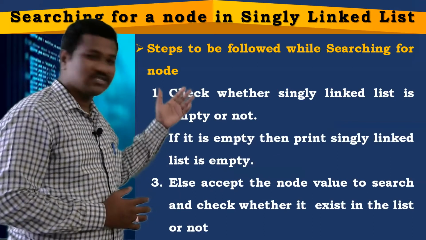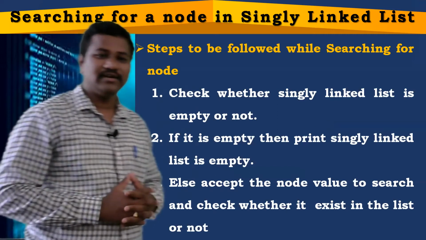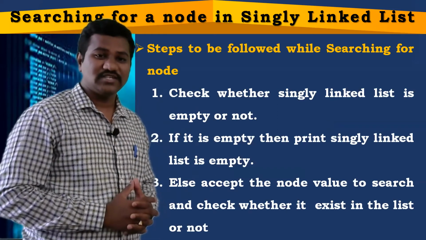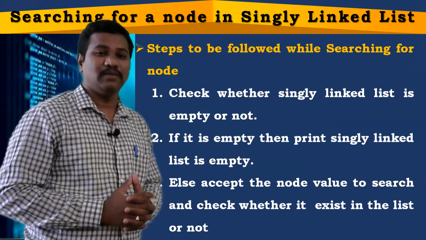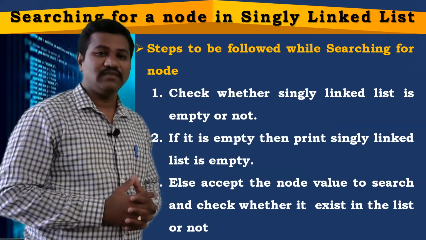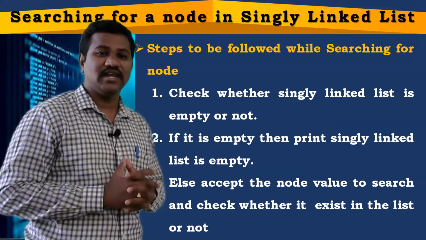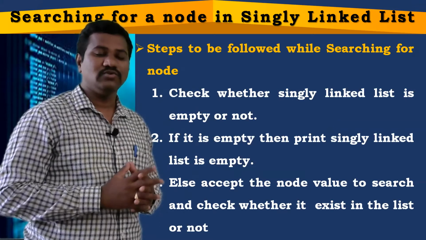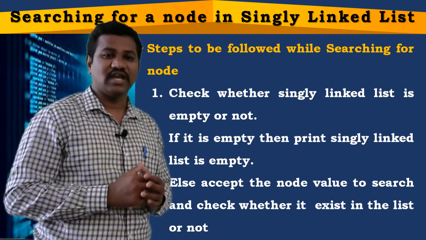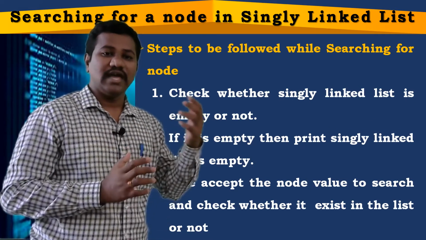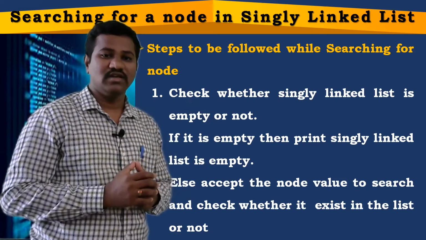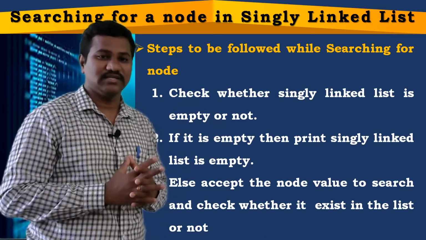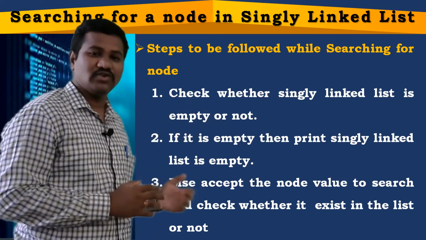These are the three steps that we need to follow in order to search for a particular node in a single linked list. The first step is that we need to check whether the list is empty or not. If the list is empty, we simply print a message that the single linked list is empty. If the list is not empty, then we take a value from the user and check whether the value exists in the single linked list or not. If it exists, we print a message that the node exists in the list. These are the three steps that we need to follow.